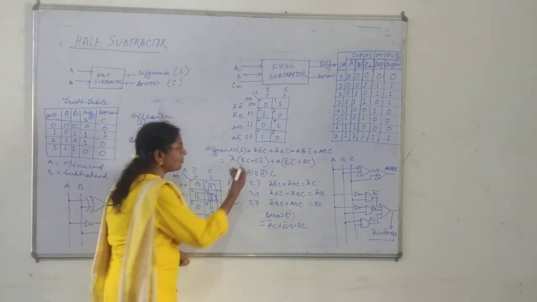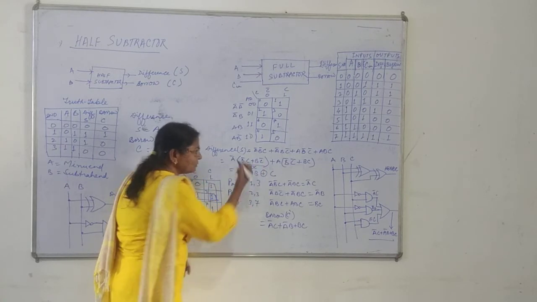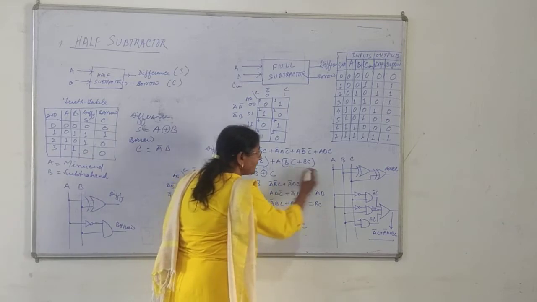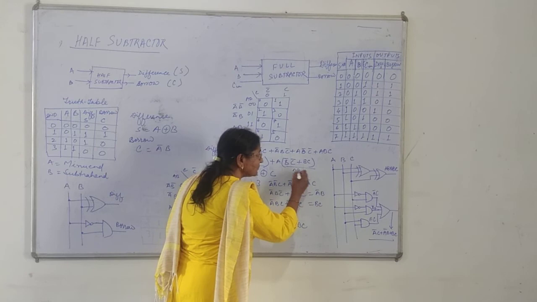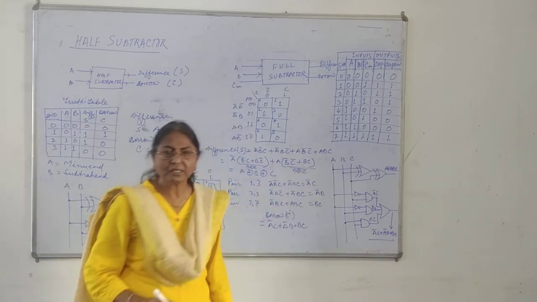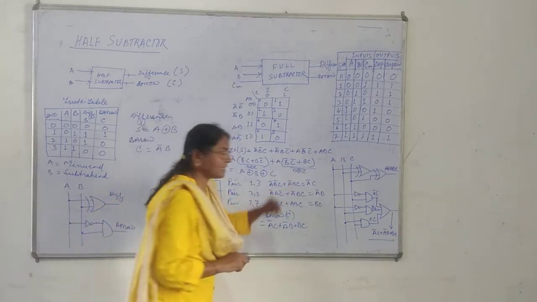So this one is what? This one is A exclusive-OR, B exclusive-OR C. It has become equal to B exclusive-OR C. And this one is B bar C bar or B C. So this is equal to B exclusive-NOR C. B exclusive-NOR C, it is a Boolean theorem. Boolean theorem postulates, here I have used.